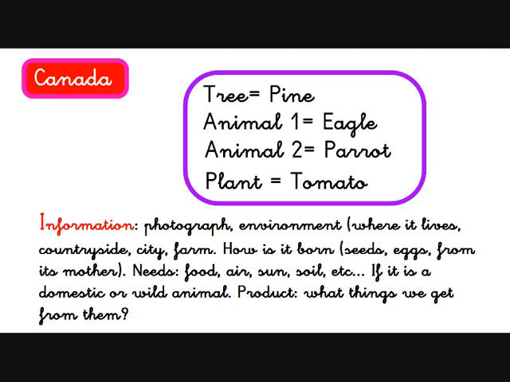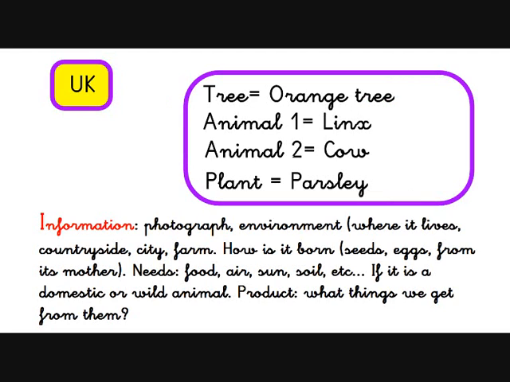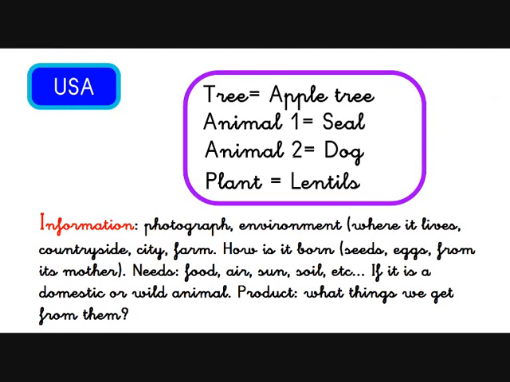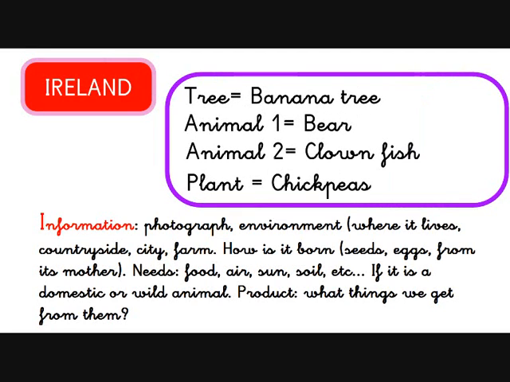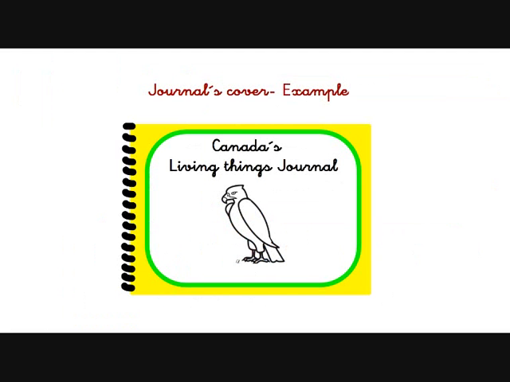Canada will find the pine, the eagle, the parrot, the tomato. UK, the orange tree, the lynx, the cow, the parsley. USA, apple tree, the seal, the dog, the lentils. Ireland, the banana tree, the bear, the clownfish, the chickpeas.